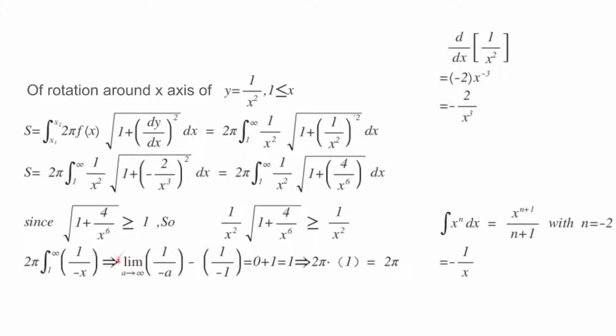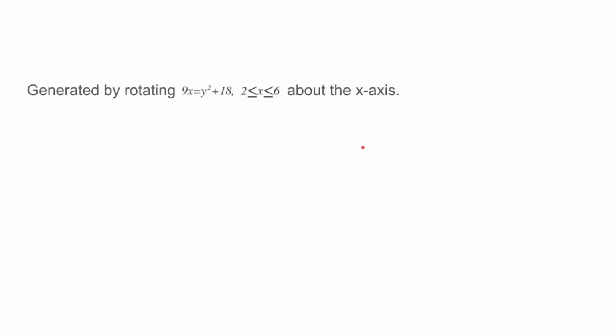We also use a limit to solve this formula. We write the limit as a goes to infinity of 1 over negative a minus 1 over negative 1, which equals 0 plus 1, equals 1. And the whole formula becomes 2 pi times 1, which equals 2 pi. Let's move on to the next question.